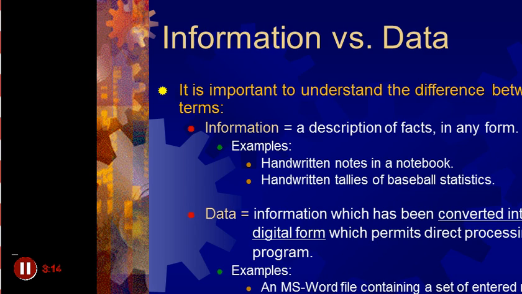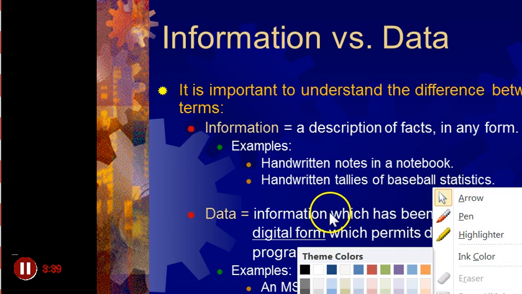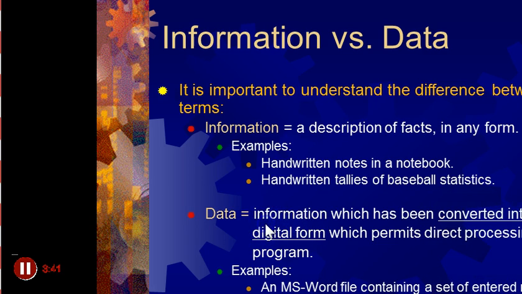Information is a description of facts in any form. So it could be handwritten notes in a notebook, he says. It could be handwritten tallies of baseball statistics. On the other hand, we'll call data is information which has been converted into an ordered, formatted digital form. Well, you may not agree exactly with that definition of what data is, or even what that definition is of what information is, but let's just use these definitions for the time being.